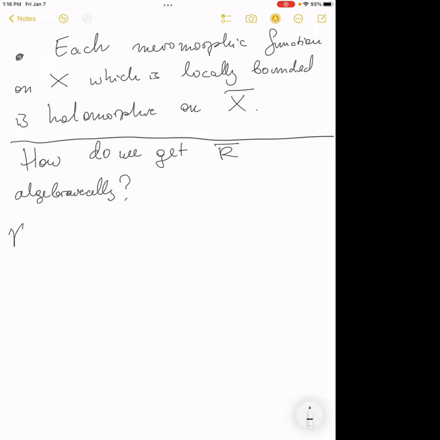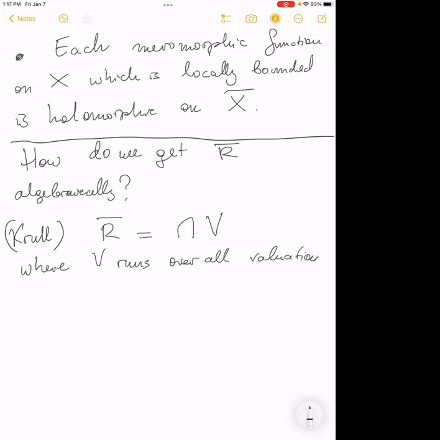So a classical result due to Krull, I think this is from the mid-30s, last century, is that the normalization or the integral closure is the intersection of all valuation rings V, where V runs over all valuation rings in the field of fractions that contain R.